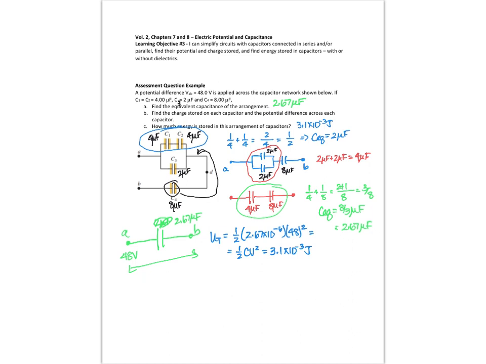So I found that the overall equivalent capacitance was 2.67 microfarads. I'm going to just remind us that our expression between charge, voltage, and capacitance is C is equal to Q over V. So I want to find the total charge that I have on this by taking the equivalent capacitance times the voltage.